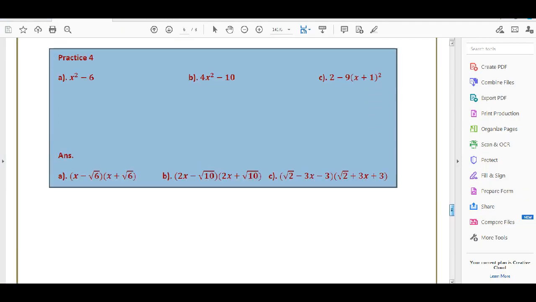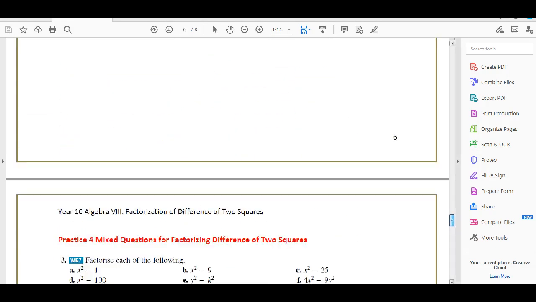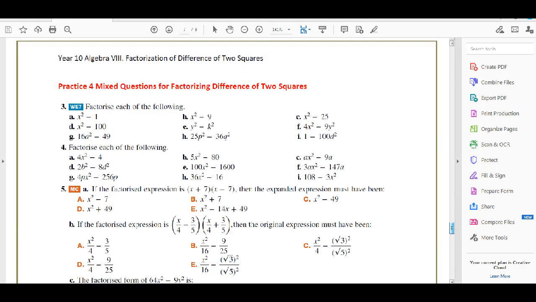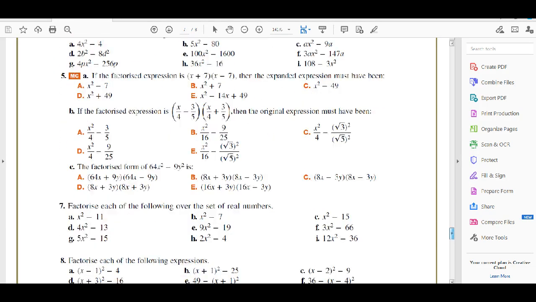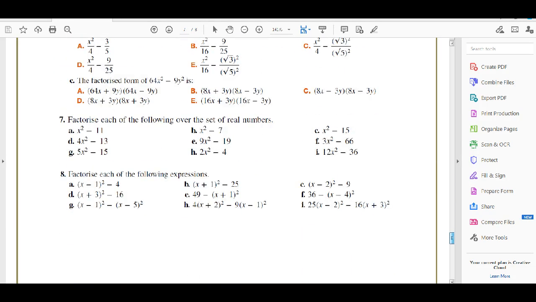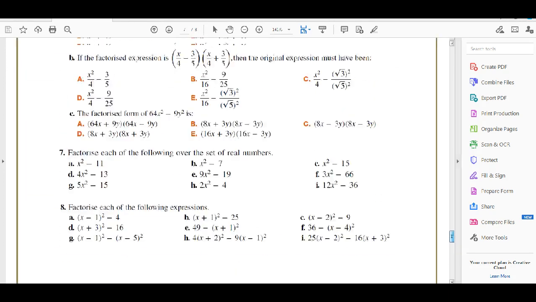In our notes, I give you some mixed questions for factorizing the difference of two squares. There are lots of questions. You might have a try, and I have the answers as well.